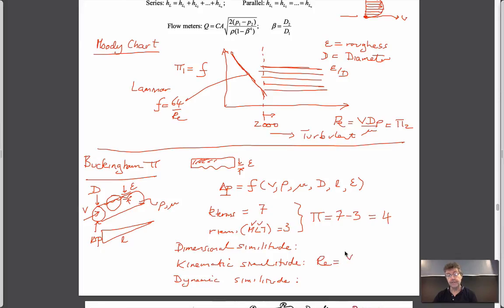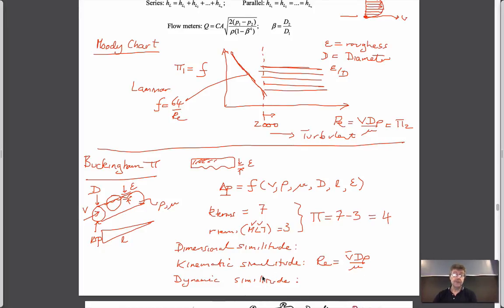A velocity, an average velocity, a characteristic length, it could be d or l, or it could be epsilon, it could be any of them. Turns out by doing experiments it works out that it's d, but it could be any of them, and you can always relate them to each other. Density and viscosity. So that's one of the 4.